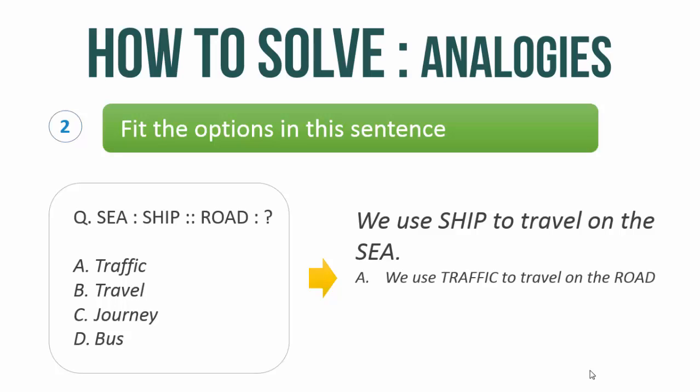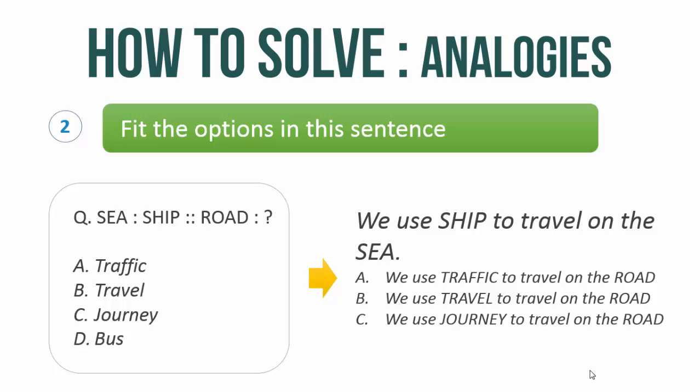Option A, when put into that sentence, becomes we use traffic to travel on the road. Option B is we use travel to travel on the road. Option C is we use journey to travel on the road. Option D is we use bus to travel on the road.